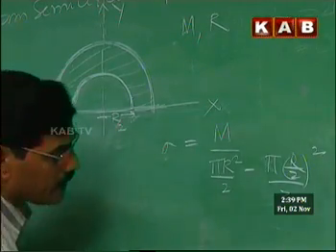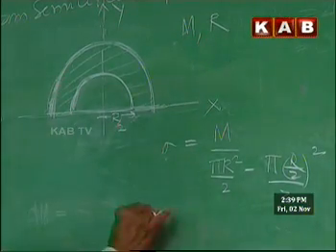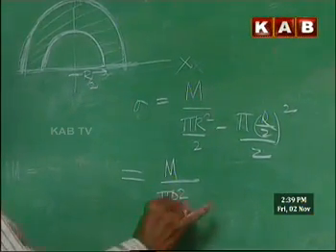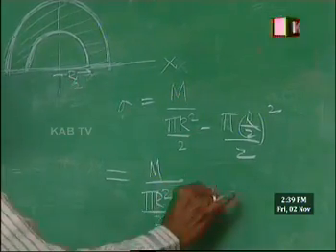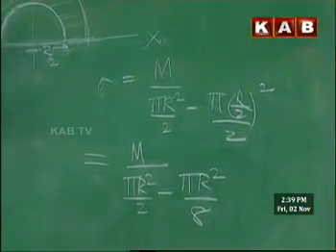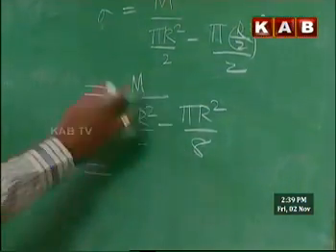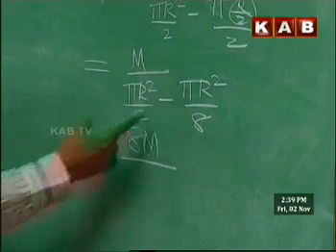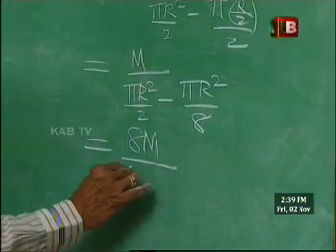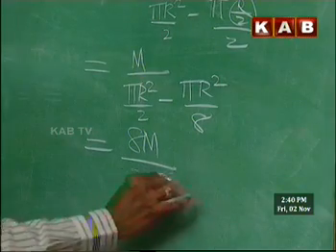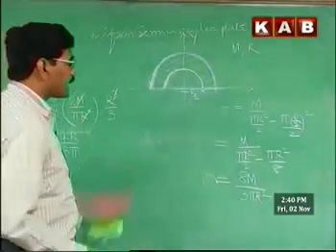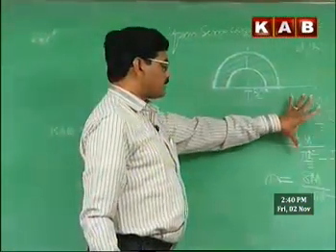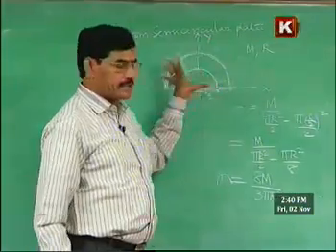From this you can calculate the sigma value as m divided by (pi r square by 2 minus pi r square by 8). So this comes out to be, taking 8 common, 8m by (4 minus 1), which is 3. So sigma is 8m by 3 pi r square. So the area density is changed. The first thing is that the area density is different from the earlier, that is the difference.